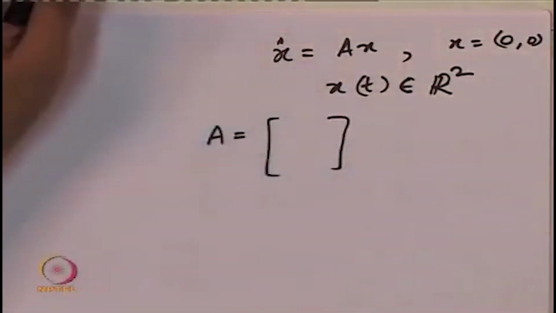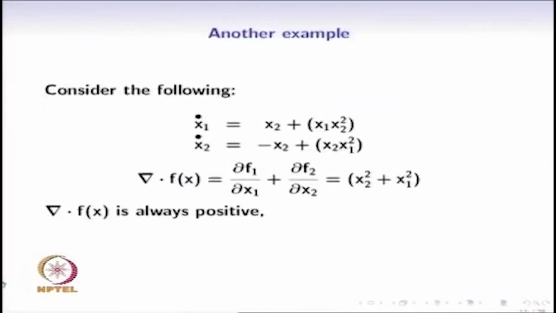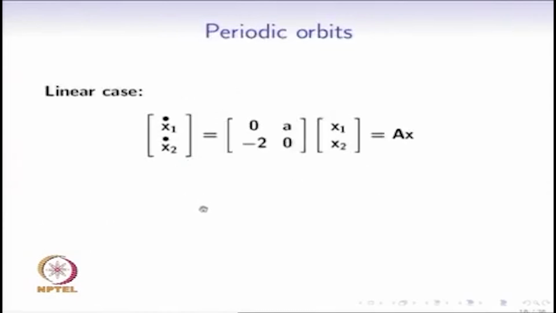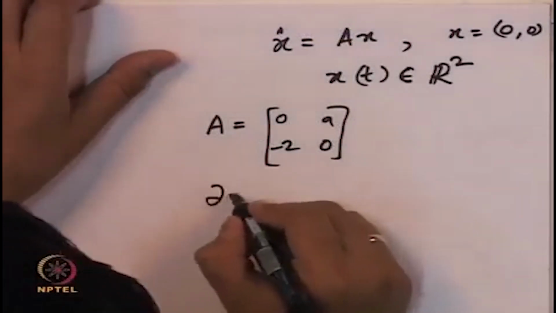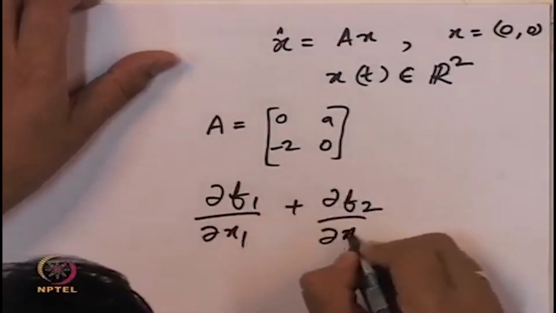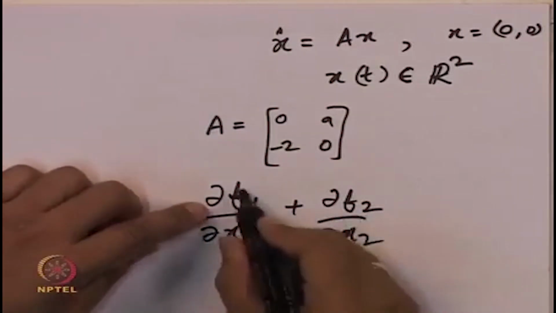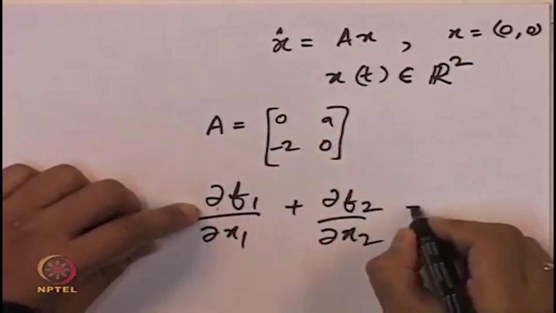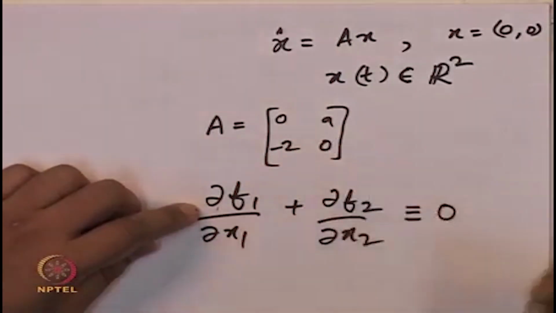Maybe we see a slide about this. For the Lotka-Volterra predator prey model, we have already seen this. Before we see another example, let us see this particular case, a periodic orbit for an A that is of this form. So our A we have already assumed is of this form, and now we will do del f1 by del x1 plus del f2 by del x2. Notice that these two terms are nothing but the diagonal entries of this matrix A. For this particular A, the diagonal entries are both 0, so they add up to 0.